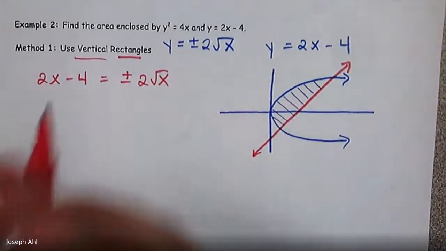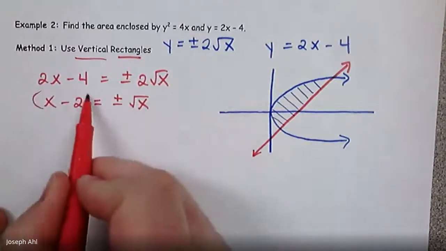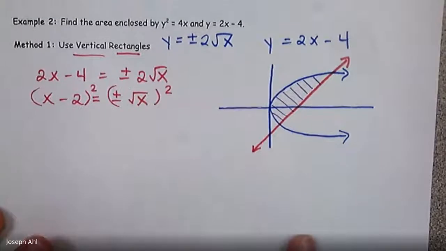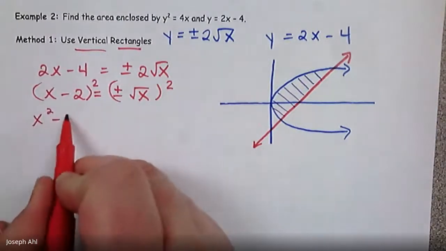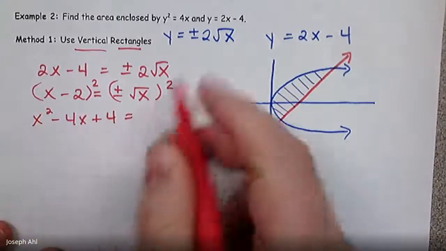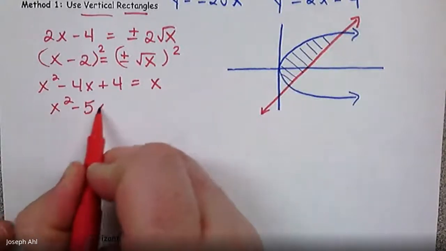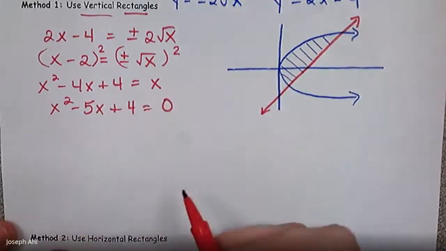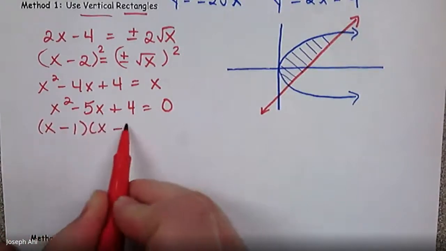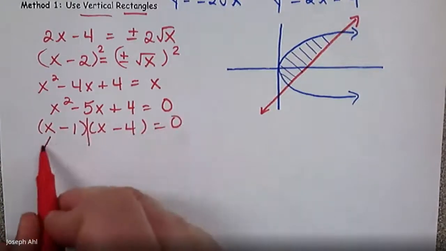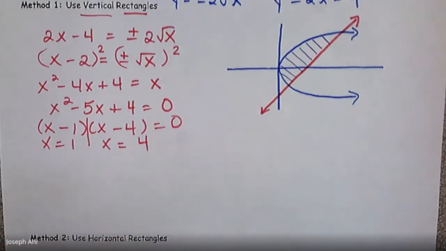Maybe dividing out the 2 might make things a little bit easier. So we get x minus 2 equals plus or minus the square root of x. Square both sides. So this becomes x squared minus 4x plus 4. Squaring radical x is just going to give you an x. Subtracted over, x squared minus 5x plus 4 is now equal to 0. Factoring would give you x minus 1 and x minus 4. So the 2 points of intersection are at x equals 1 and x equals 4.